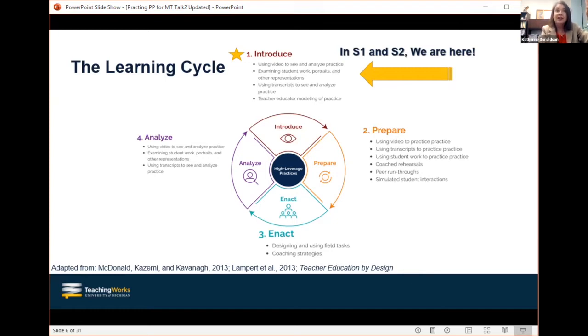Anyway, we're working on this cycle with TeachingWorks as a program. And we got stalled out in COVID, but we finished introduce and prepare now. We are going into enact, and we haven't gotten to analyze. So if my talk is a little light on that, it's because we're not there yet. It's a journey. Let me tell you about what we did and how we've implemented in the introduce and prepare phases and what that's looked like in our classes.